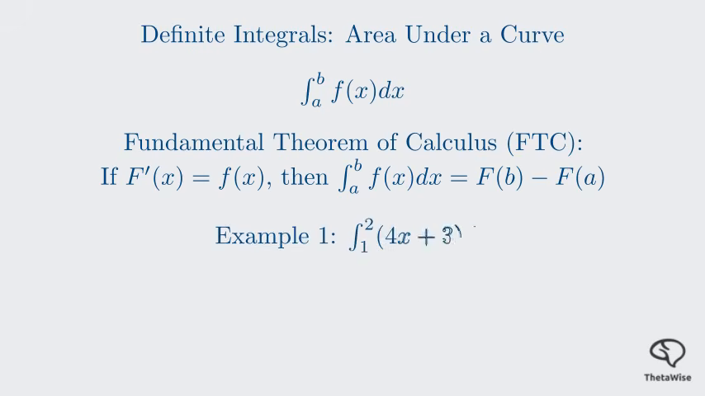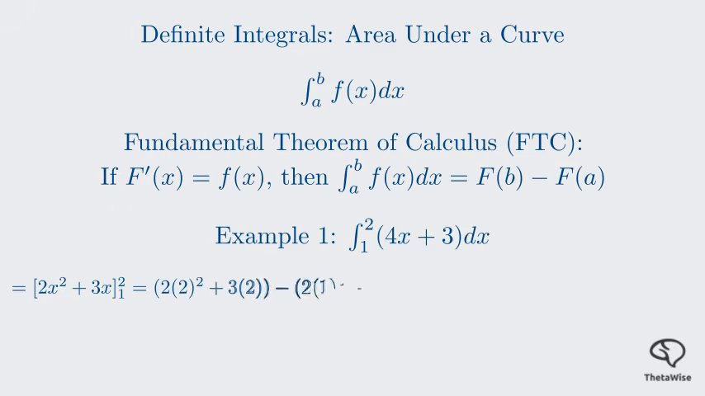Let's find the integral from 1 to 2 of 4x plus 3. The first step is to find the antiderivative. The antiderivative of 4x is 2x squared, and the antiderivative of 3 is 3x. We don't need the plus C here because it would just cancel out in the F(b) minus F(a) subtraction. So we have 2x squared plus 3x. We evaluate this from 1 to 2. This is often written with a vertical line on the right.